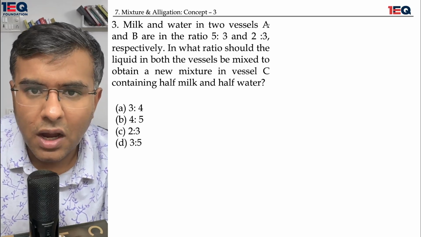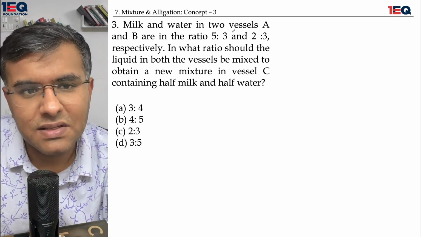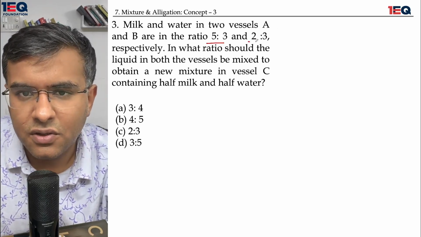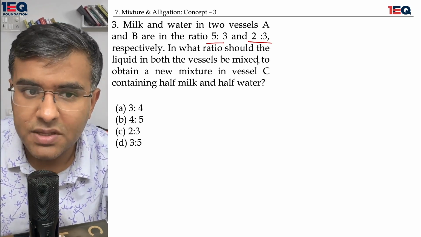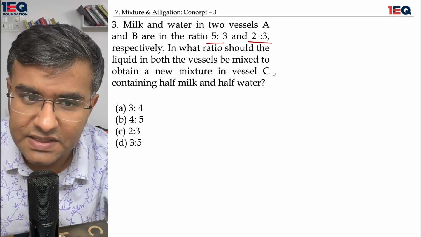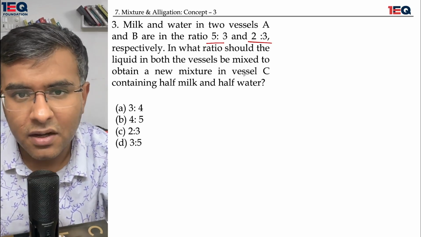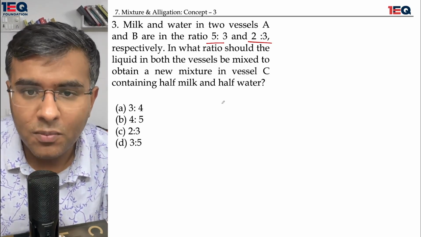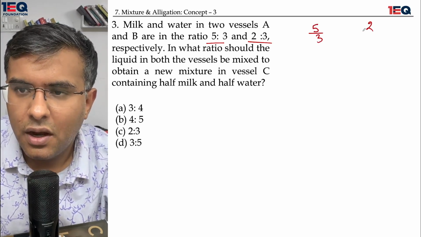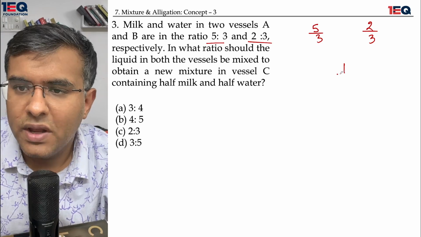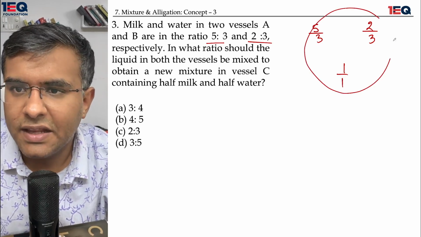Milk and water are in two vessels A and B in the ratio 5 is to 3 and 2 is to 3. In what ratio should the liquid in both the vessels be mixed so as to obtain a new mixture in the vessel C containing half milk and half water? What most of the people do is that they write 5 is to 3 and 2 is to 3 and 1 is to 1 in forming alligations.